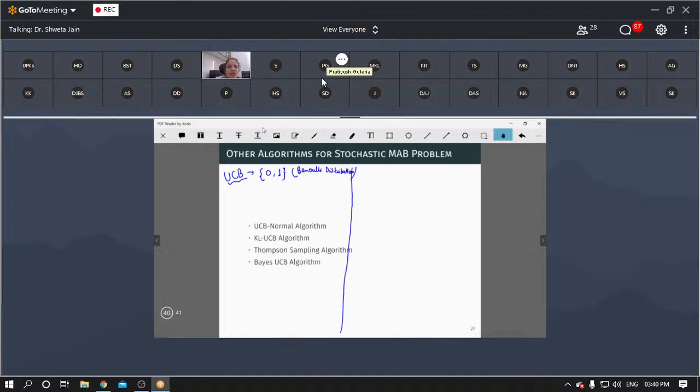But in principle I may have various cases where I don't have the Bernoulli distribution, but something more complicated. My reward distribution may be more complicated. The more generalized distribution is what is called the normal distribution. So this particular algorithm will not work. In that case, we use the UCB normal algorithm, and the idea is essentially the same: you build the upper confidence bounds. The only thing that changes is the term square root of 2 ln t by ni, which was the exploration term.